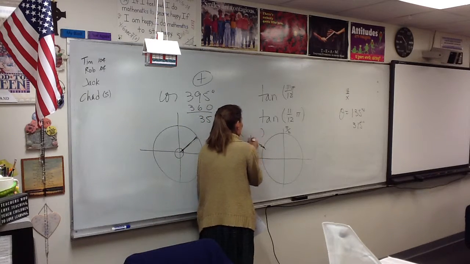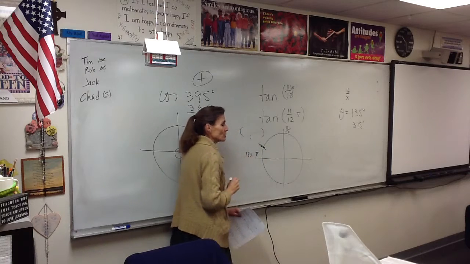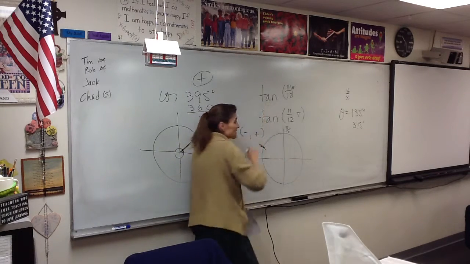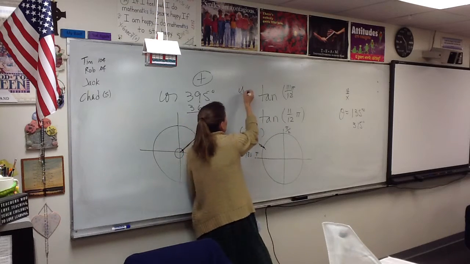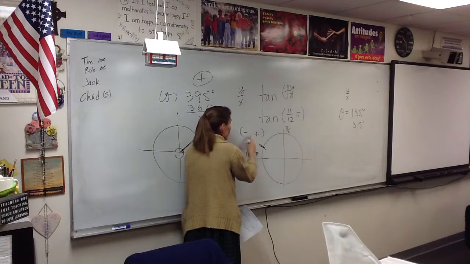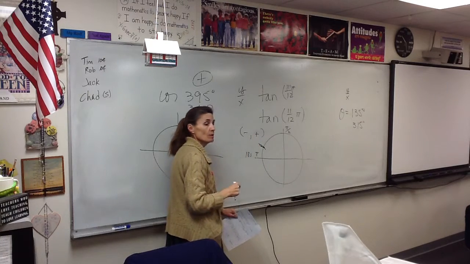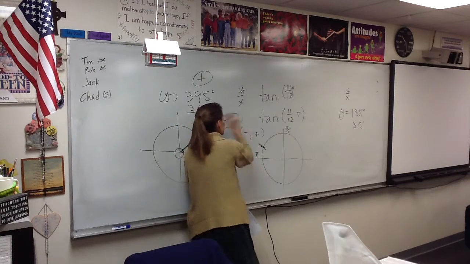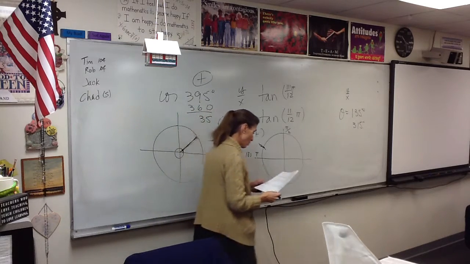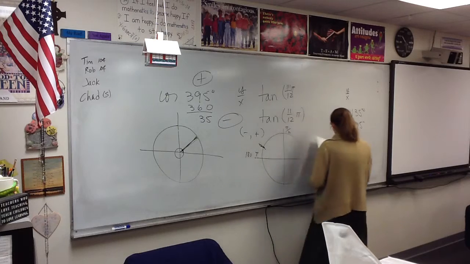Tell me about x and y in quadrant 2. Y is positive, X negative. Exactly. Now I'm doing tangent. Tangent is y over x. So what's going to happen when I put positive over negative? Which is negative. So that answer is negative. Okay, I got you.